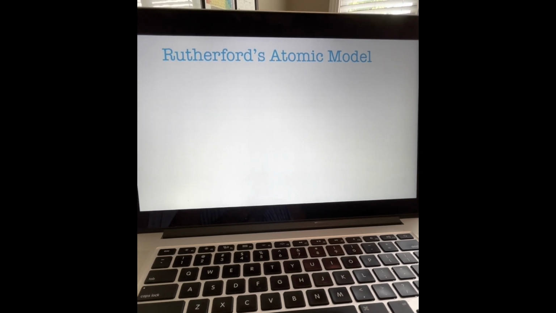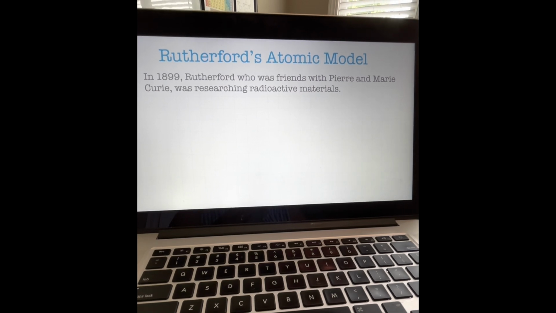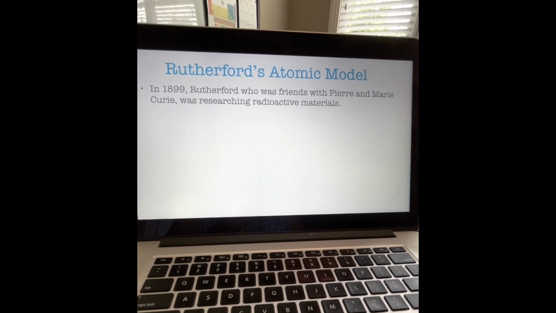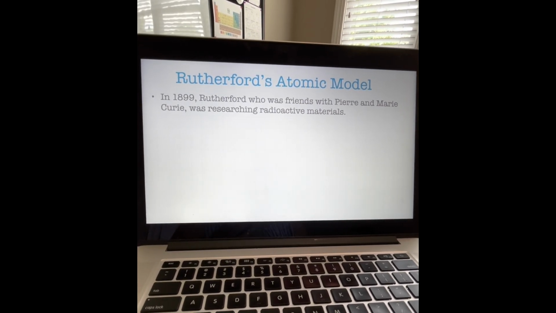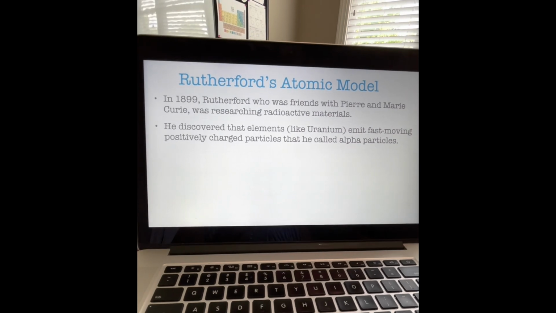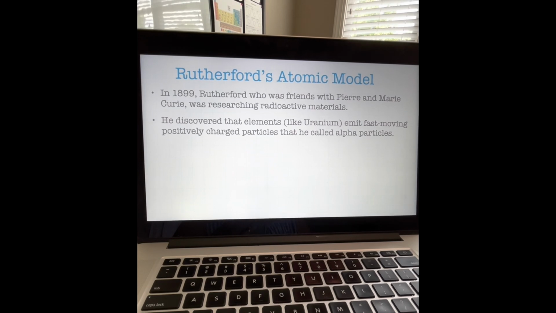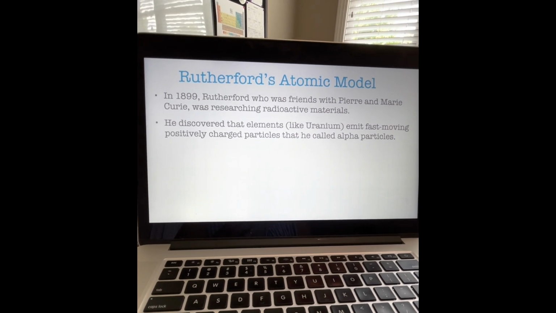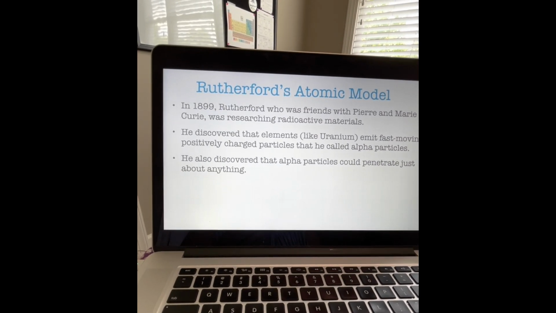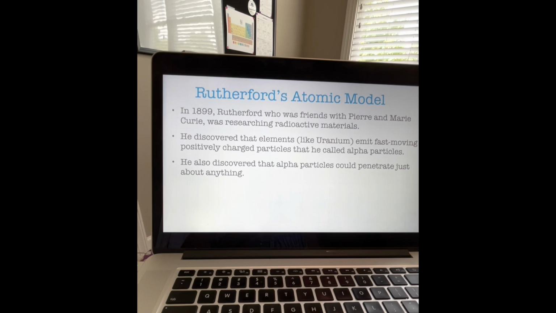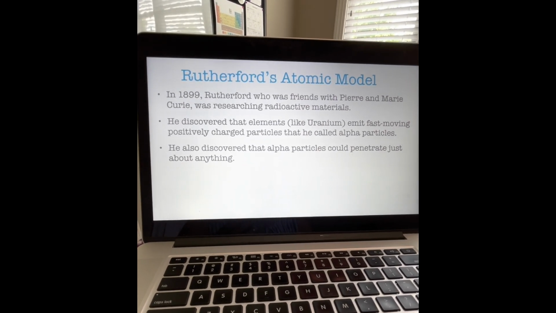So back in 1899, Rutherford, who was friends with Pierre and Marie Curie, was researching radioactive materials. He discovered that certain elements, such as uranium, emit fast-moving positively charged particles that he called alpha particles. He found that alpha particles could penetrate just about anything. This sparked a lot of questions for more experiments, one of which was how could he use alpha particles to learn more about the structure of an atom?